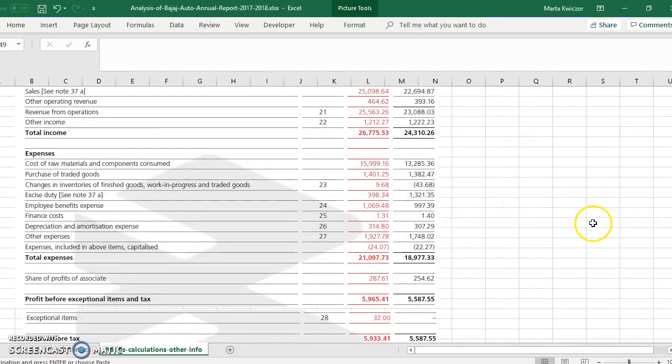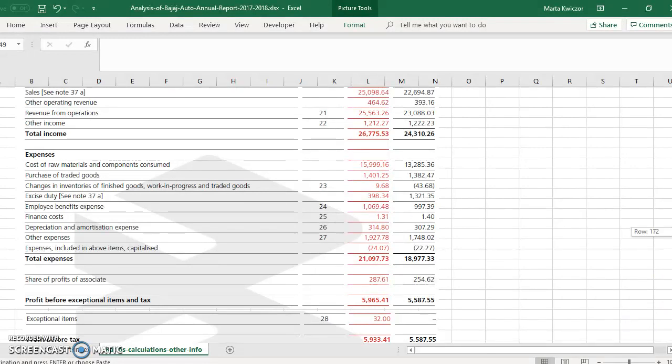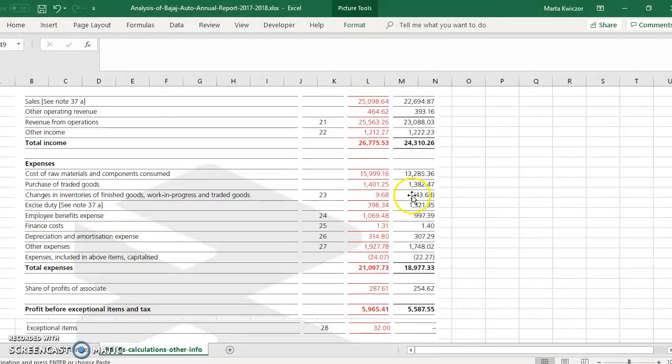So here I basically keep a snapshot of the income statement so that it's easy to go and look and refer to the footnotes. Here we did see the different expenses, like employee benefit expense, other expenses, and we discussed the cost of raw materials.